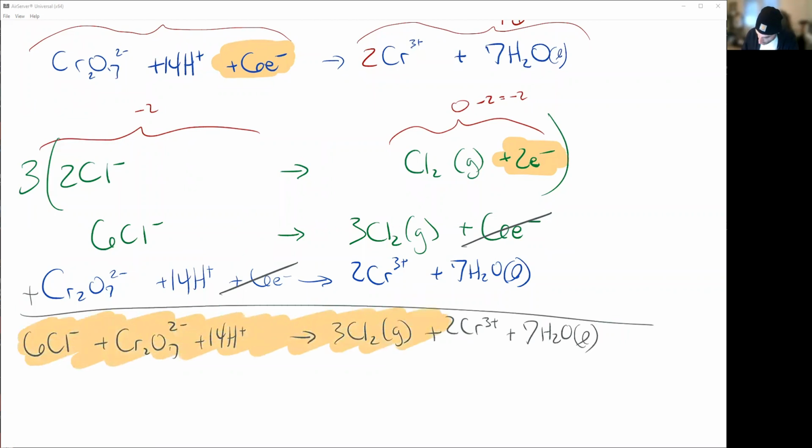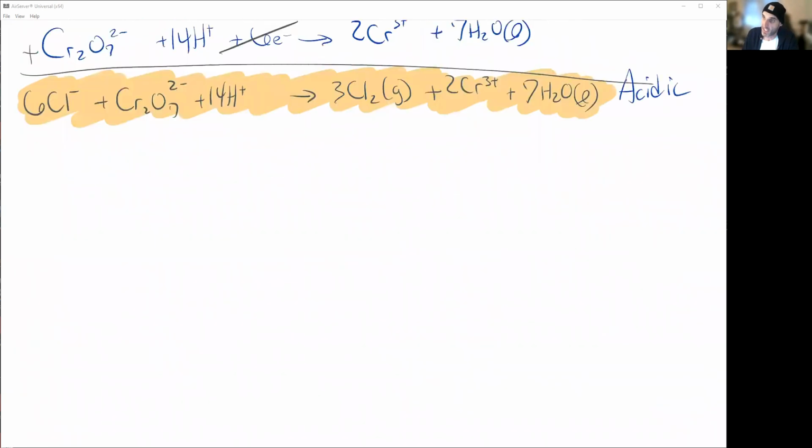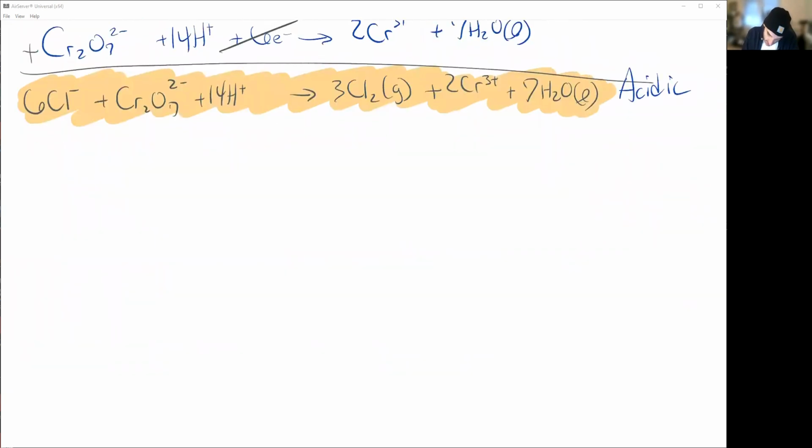And again, we always start the balance with acidic. So this is acidic. So let's make it basic. I find my H+, and I add 14 OH- to both sides. So this turns into 14 water molecules. These 14 water molecules are going to cancel all but 7 of those. And now I'm just going to rewrite the final thing.